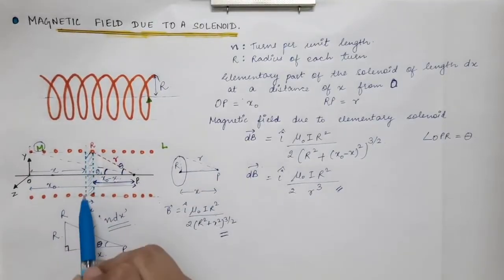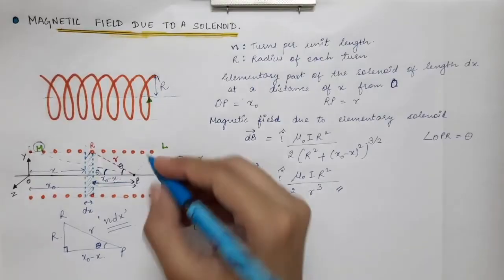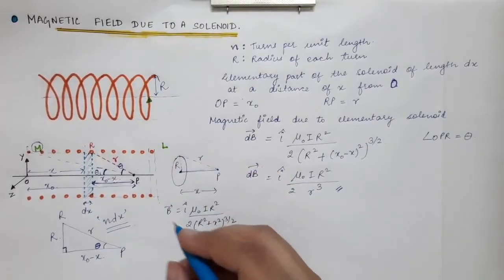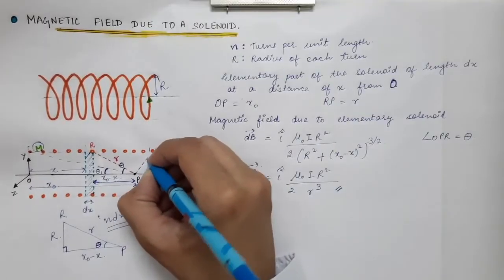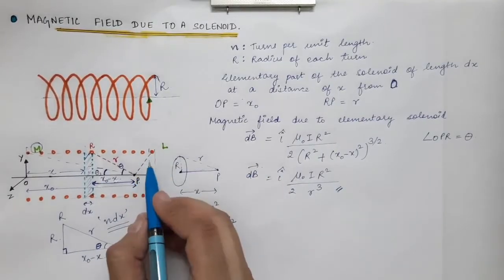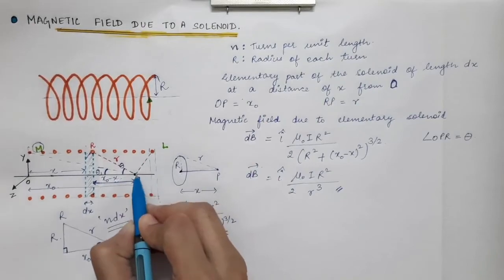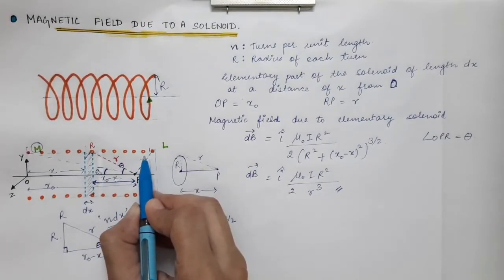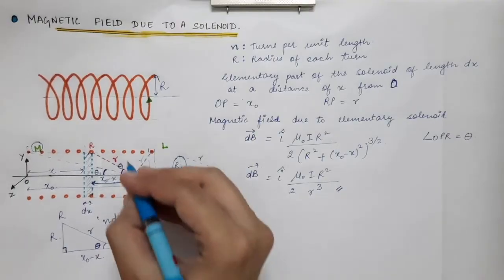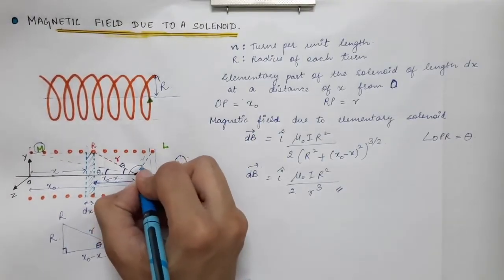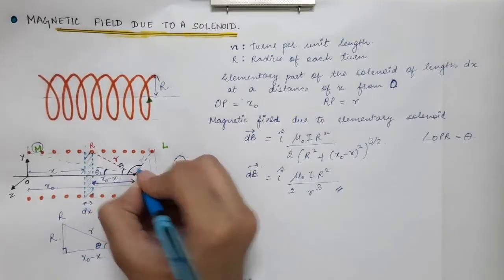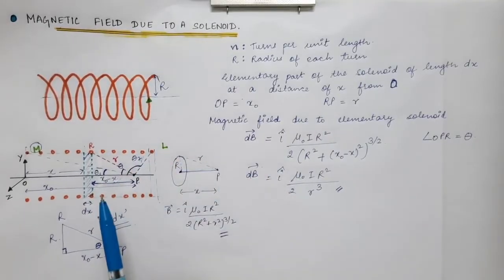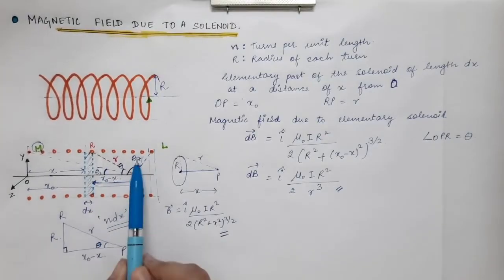Now if this elementary section is present on the other end, let's say over here, what will be the value of theta? In that case this will be equal to small r, the distance of this point from the observation point. So what would be the angle? The angle will be this one, and let's suppose this angle is theta 2. So these are the limits of theta: theta 1 and theta 2.